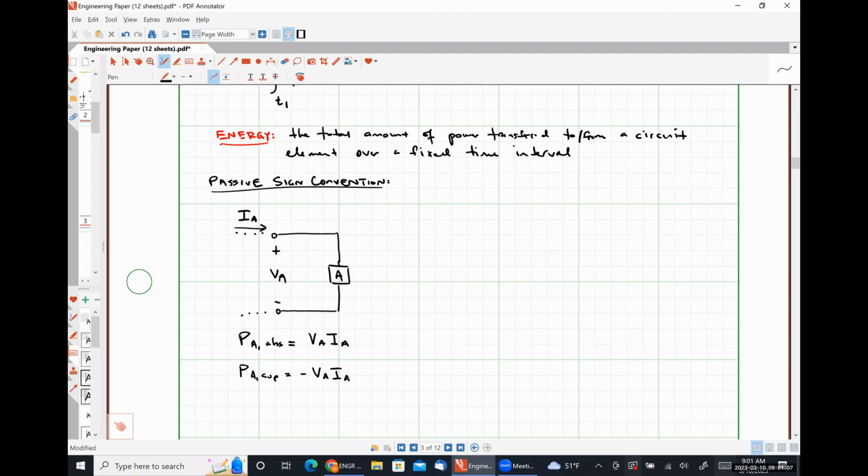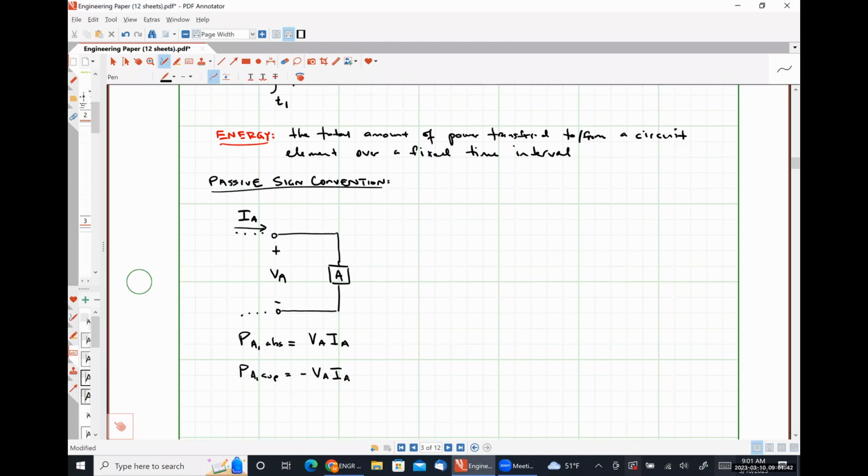At no point have I mentioned signs on any of these quantities, okay? So I am simply saying when the current is flowing into the positive polarity terminal, the product of current and voltage gives us the absorbed power. That could be a positive quantity, it could be a negative quantity, but we are considering this element to be absorbing power because current is flowing into the positive polarity terminal, okay? To get the supplied power, we simply change the sign.